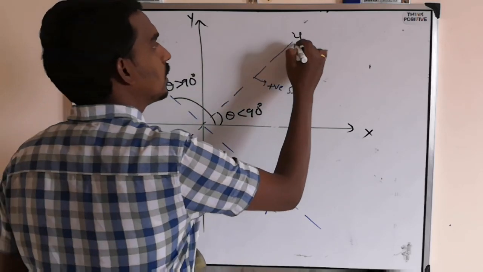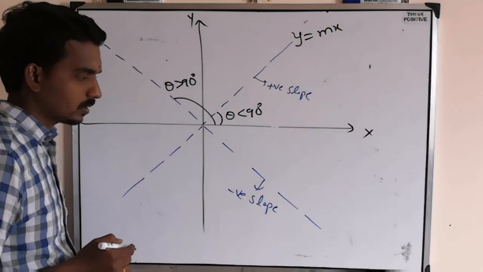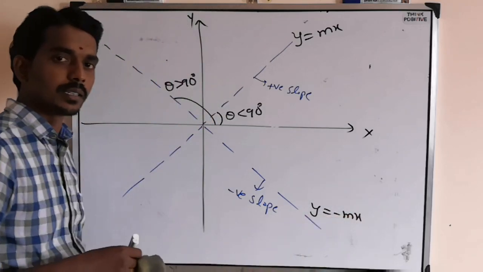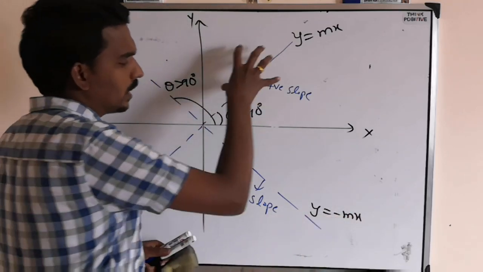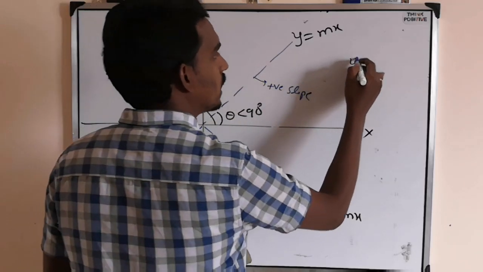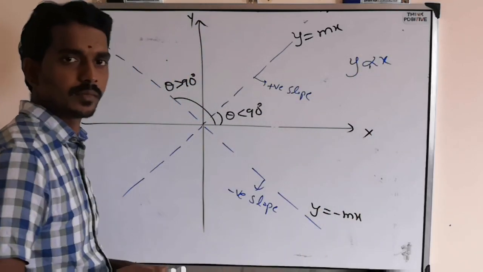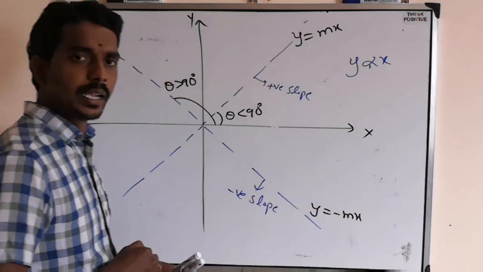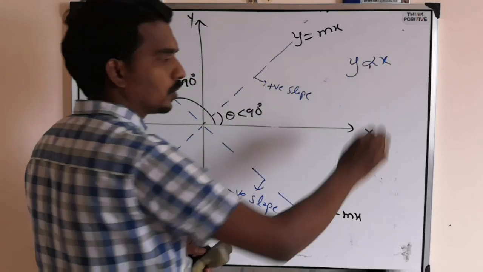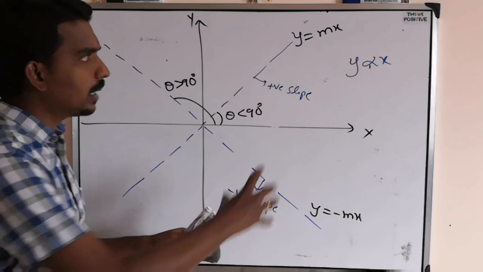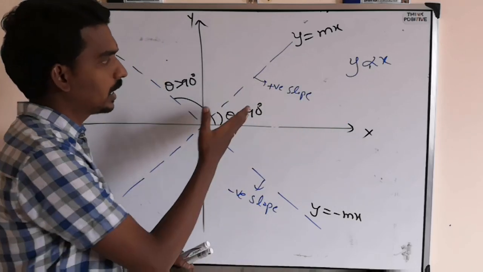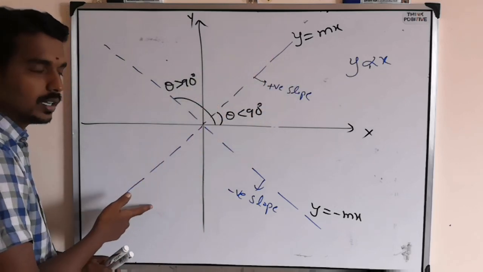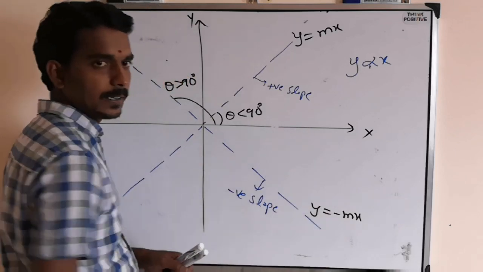So this equation will become y equal to mx. This equation will become y equal to minus mx. So in both the cases, the relation is like y proportional to x. Slope is constant, but it may be positive or it may be negative. Depending upon the slope, positive or negative, the graph may be from first region to third region or second region to fourth region.